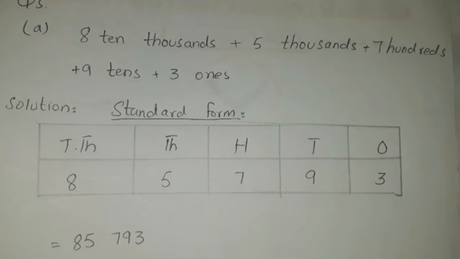Here this is A part. 8 10,000s, 5,000s plus 700s plus 9 10s plus 3 1s. And we have to write in standard form. First we draw a table of place value, and then we separate digits as it is mentioned in the question. I wrote 8 in 10,000s place, 5 in thousands place, 7 in hundreds place, 9 in tens and 3 in ones. And then we can easily write 85,793. Now this is the standard form.